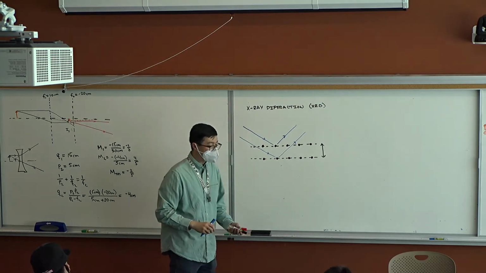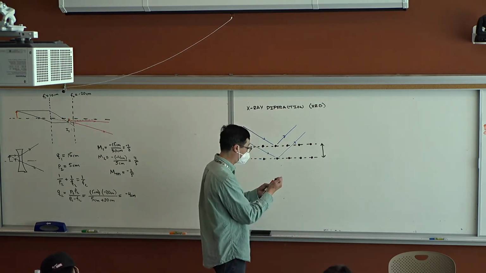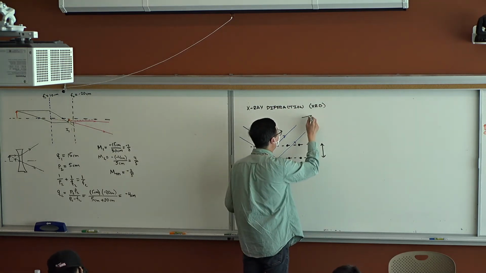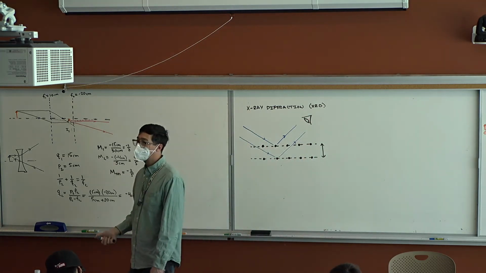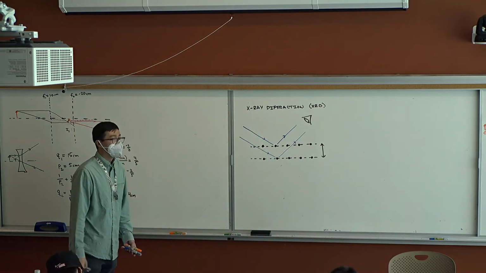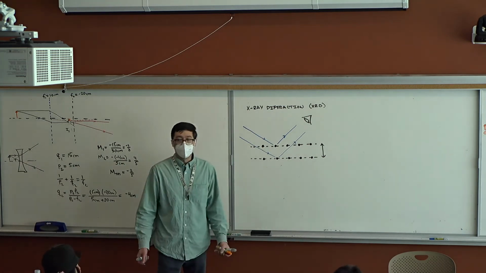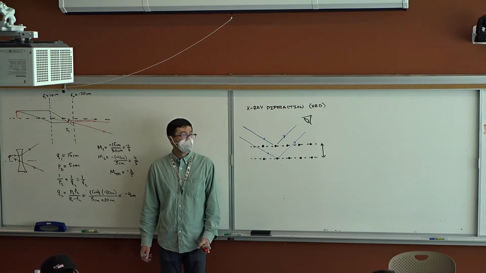Okay, so we have some X-ray source, and we're going to put some detector here. The symbol I use for detectors is usually the human eye. Your eye isn't sensitive to X-ray, so it wouldn't make a very good detector.